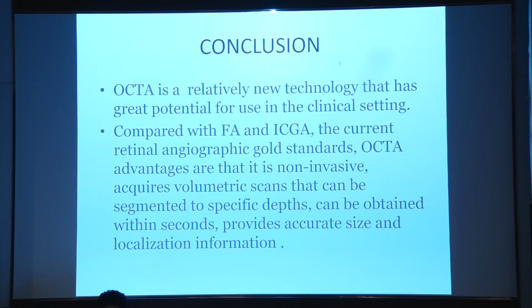It acquires volumetric scans that can be segmented to specific depths. We can analyze the retina and the vasculature at a particular level. The Heidelberg OCT gives us even the intermediate capillary plexus, which is connecting the superficial and deep. We can analyze the choriocapillary layer. So we can see NFAS imaging. We can analyze a particular layer of the retina and study the vasculature there. This is giving more insights into the disease pathogenesis as well. The images can be obtained within a few seconds. It provides the accurate size and the localization of the vasculature.